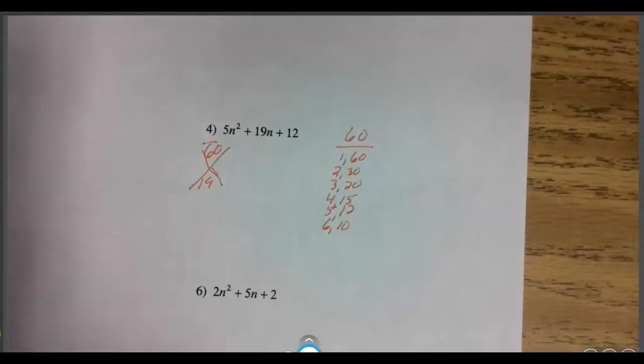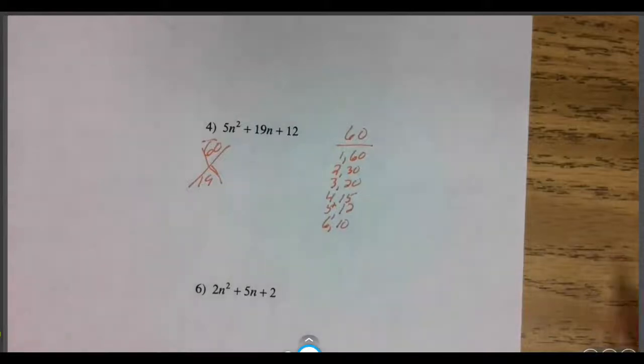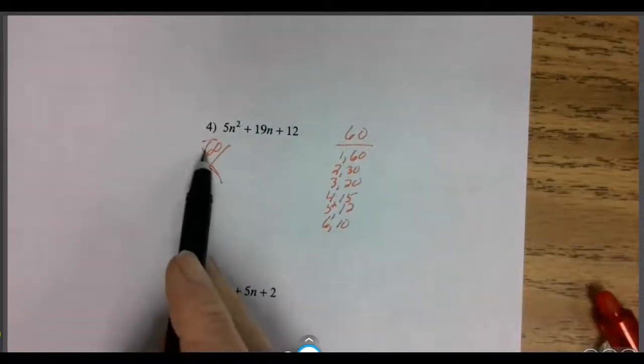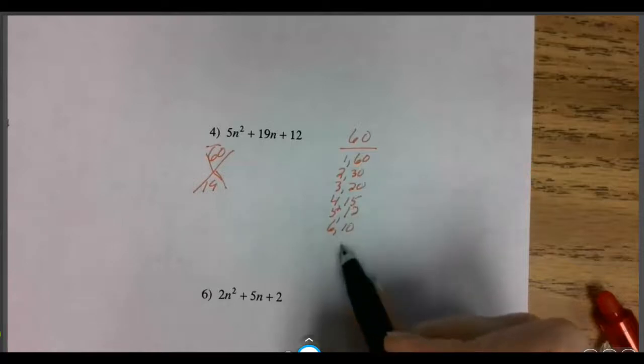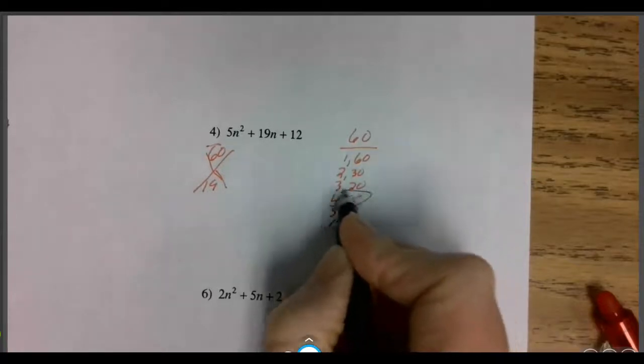Nope. Does 8 go in? Nope. Does 9 go in? Nope. So that's all of them. Now we have a positive 60 and a positive 19. They're all going to be positive. So which pair when added gives me 19? There it is, 4 and 15.